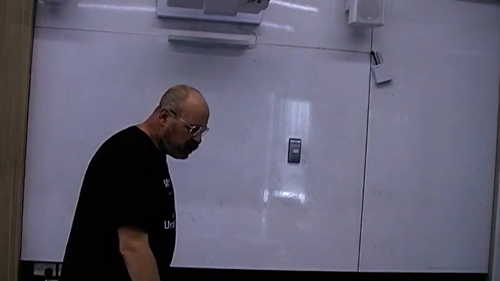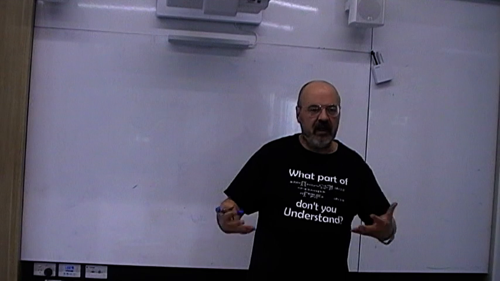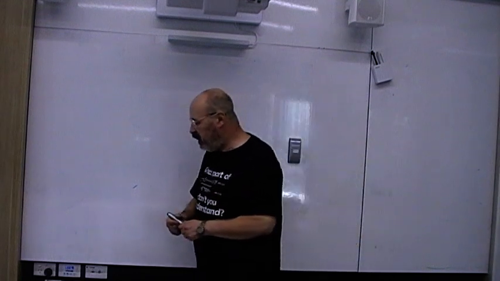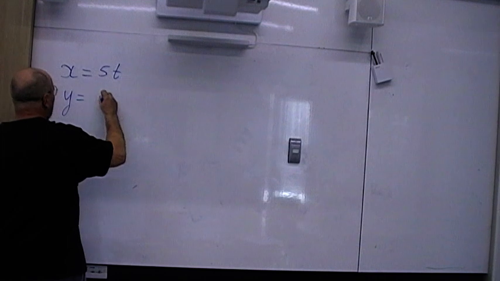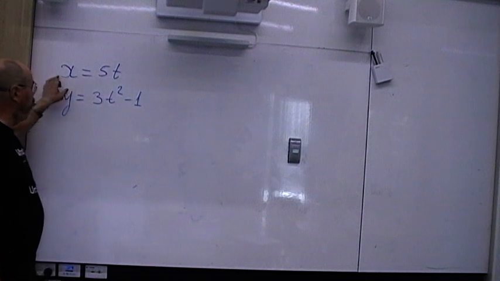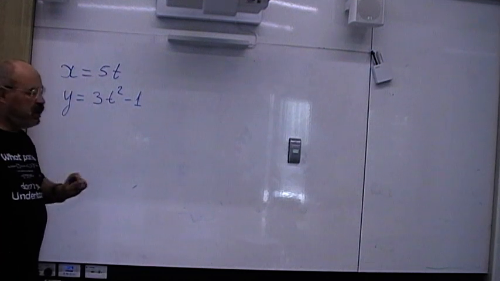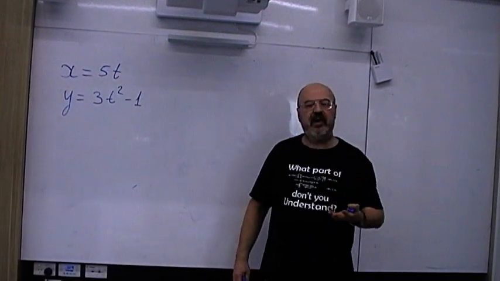So today we're looking into parametric equations, parametric graphs. That is when we have x and y not given how they are related. We have something, for example, x equals 5t, y equals 3t squared minus 1. So we have both coordinates given, expressed through another variable, the parameter.